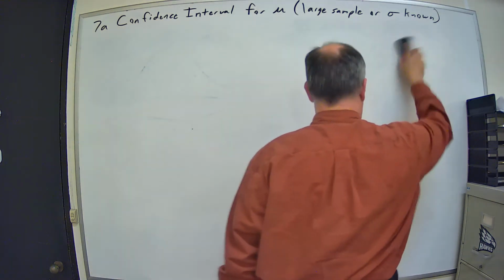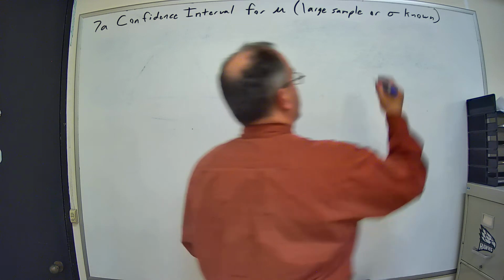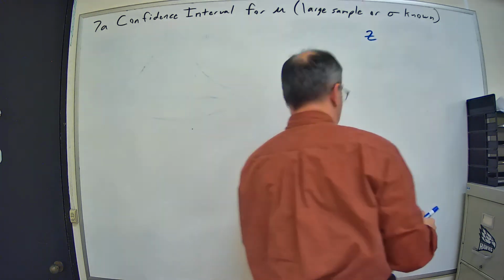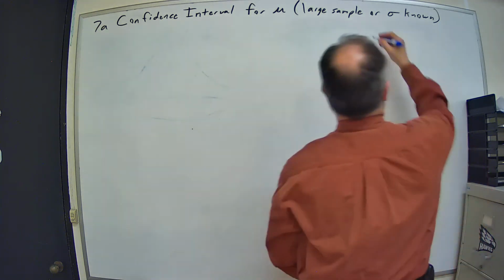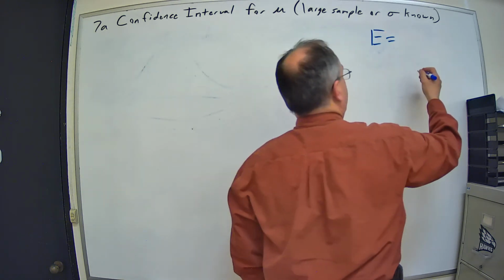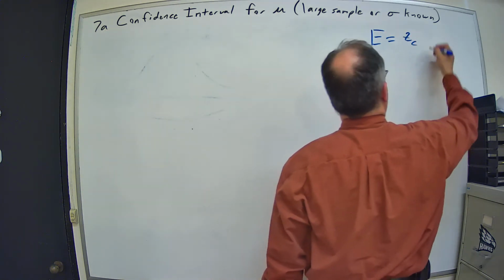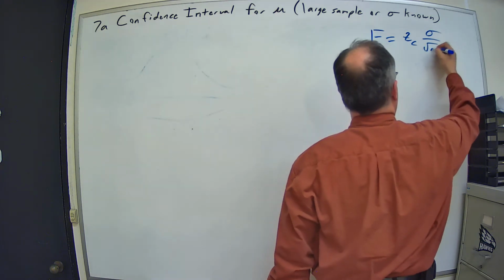Just going to get that stuff out of the way. Okay, just remember that E is equal to Z sub C times sigma over the square root of n.